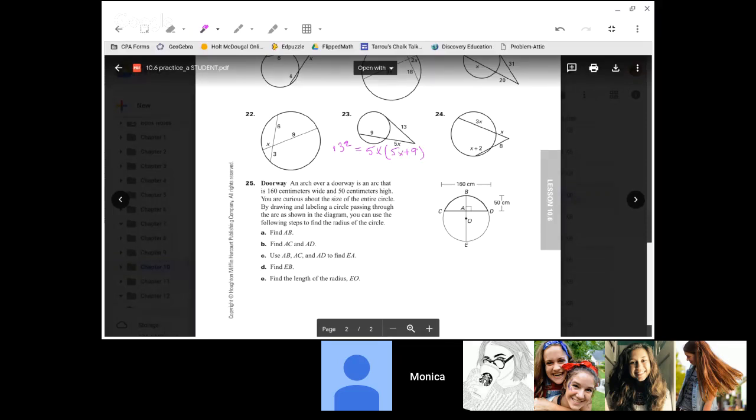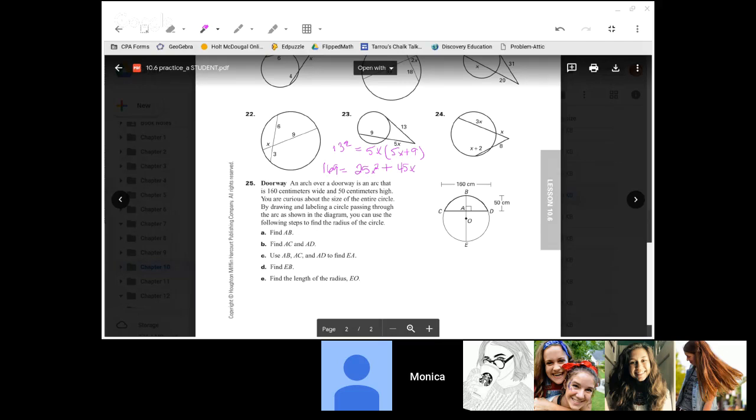Okay, so 13 squared is 169. And then 5x times 5x plus 9. So we're going to distribute this 5x in. So 5x times 5x is 25x squared. And then 5x times 9 is positive 45x. Okay? Did you get there so far?